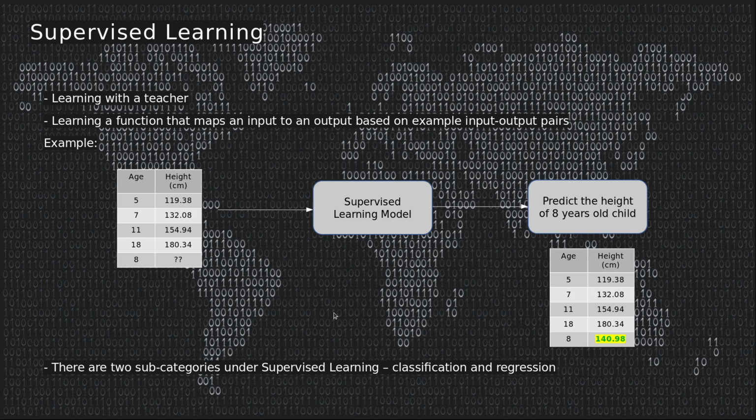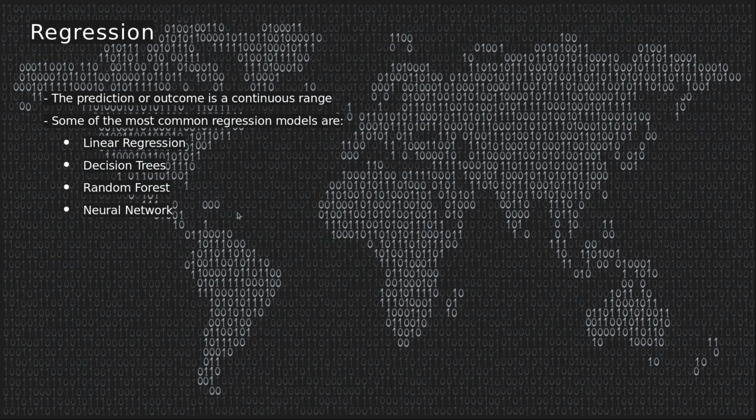Now there are two subcategories under supervised learning, classification and regression. We are only going to focus on regression, like I mentioned earlier. Instead of predicting a constant or a fixed value, regression predicts the outcome in a continuous range. Some of the most common regression methods are linear regression, decision trees, random forest, and neural networks. We are going to talk in depth about all of these in the later slides.